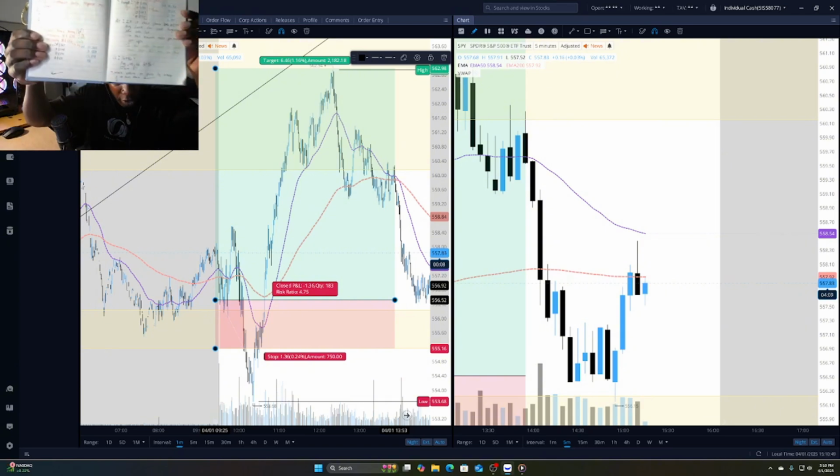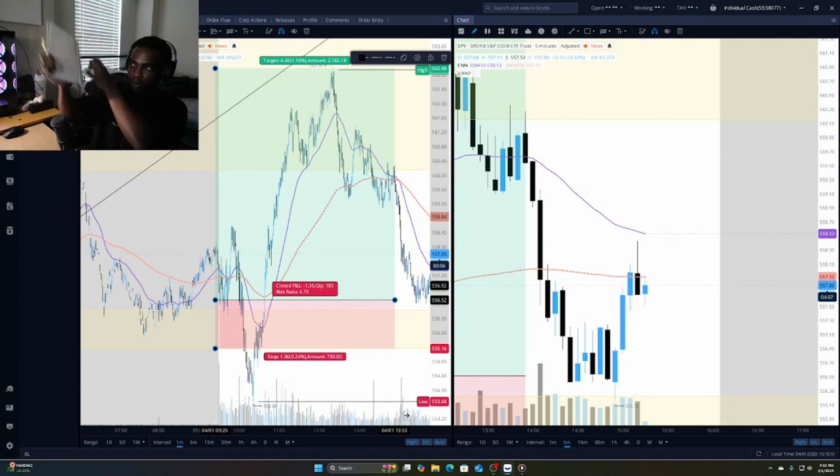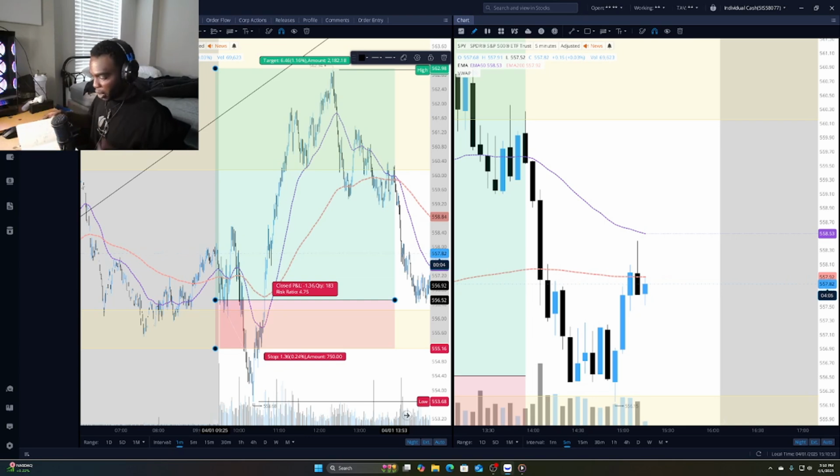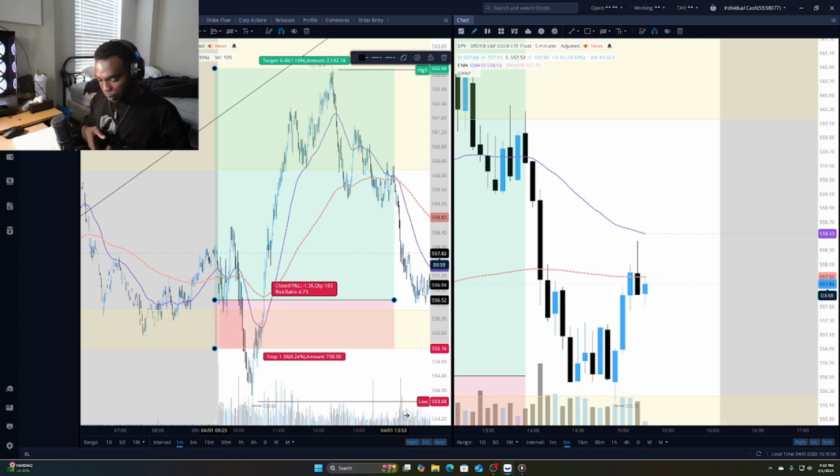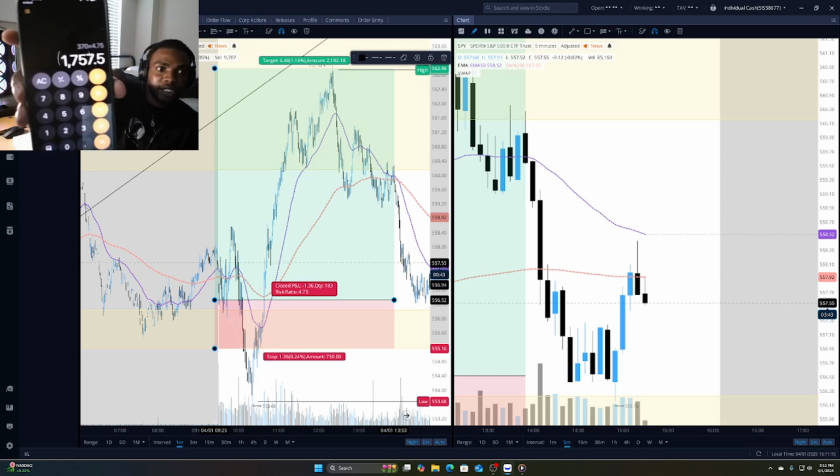But I write everything down before I even think about getting into a trade, just to make sure I know what I'm doing is correct personally. So we see a 4.75 risk ratio. I risked 370. If I would have just held and challenged my own stop loss, we would have made 4.75, $1,757. That is insane on this trade.